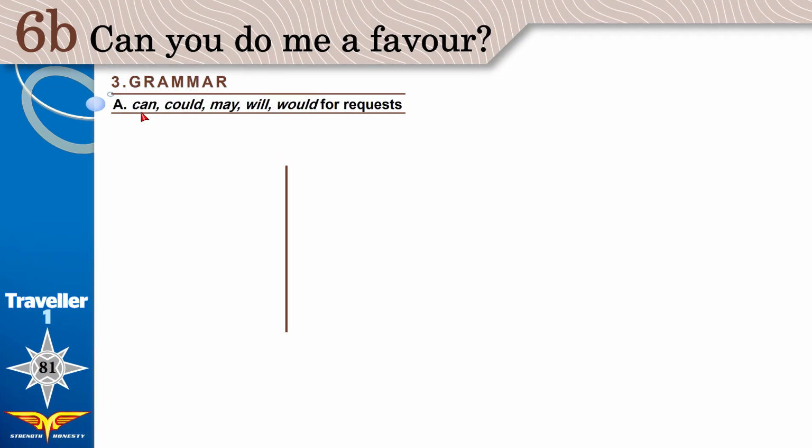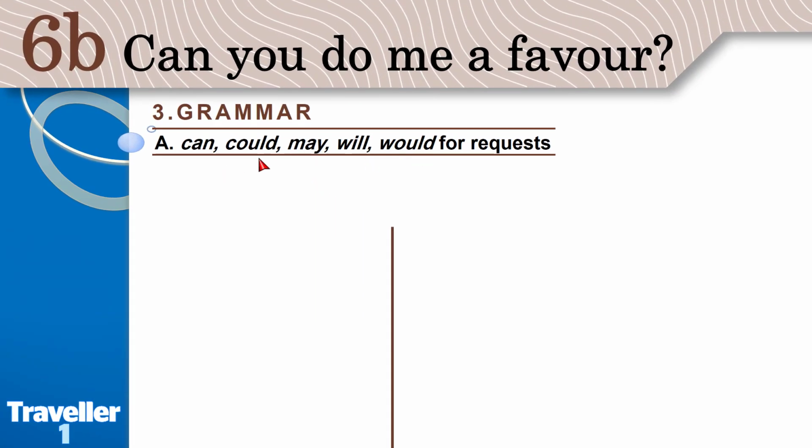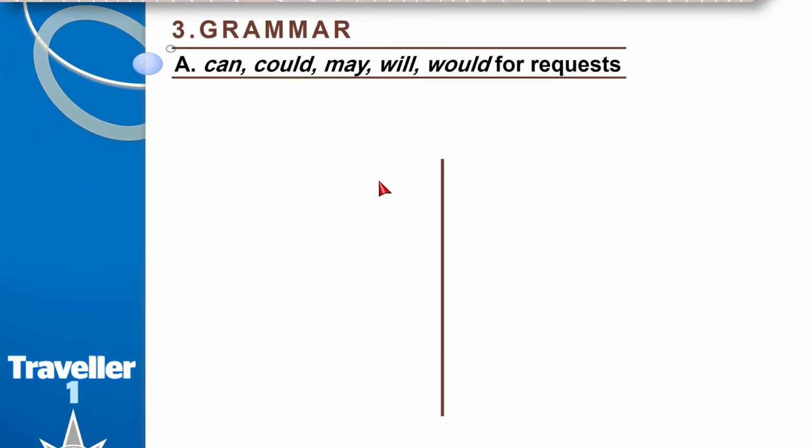Today we learn how to use these modal verbs can, could, may, will, and would for requests. A request is a formal demand for something. All these are modal verbs. Now watch and learn.